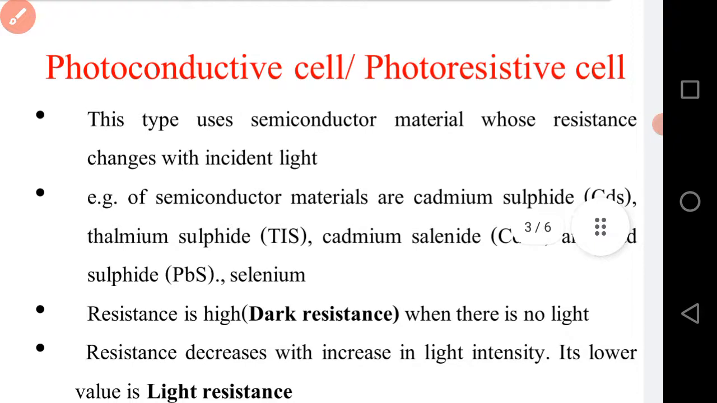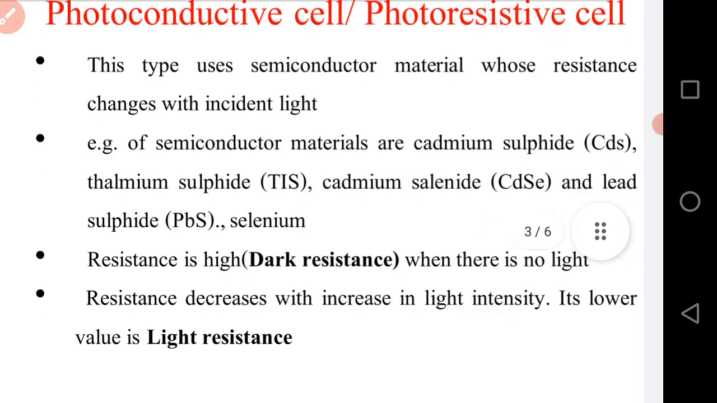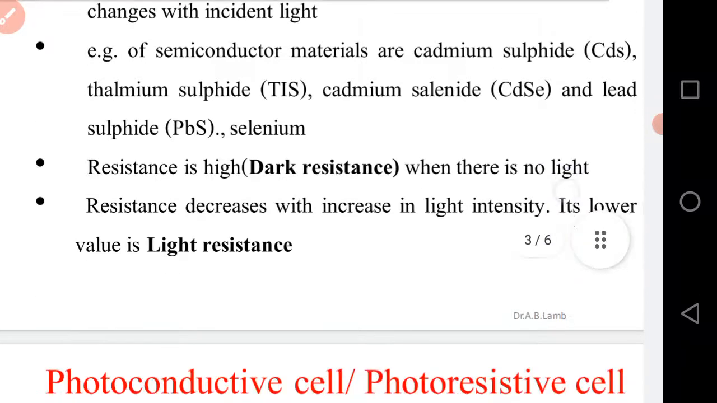So what is a photoconductive cell or photoresistive cell? In this, when light is incident on this material, the number of electrons will increase and it will change the resistance. So what are the materials used which have sensitivity towards light? The materials are cadmium sulfide, thallium sulfide, cadmium selenide, lead sulfide, or selenium.